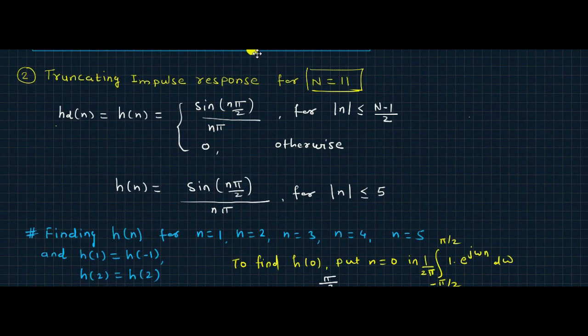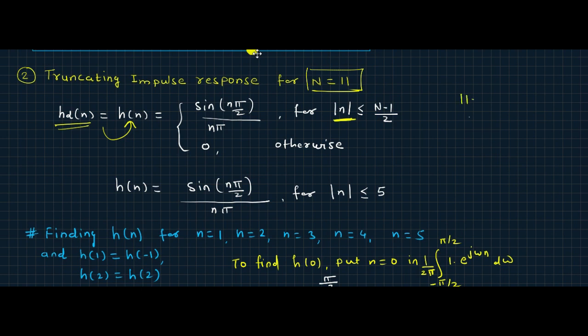Let us truncate this and we call this hd of n as h of n. This stands for desired frequency response. For simplicity, we are calling it h of n now. Now it is sin(n pi by 2) divided by n pi. We have to truncate this for plus minus n. So it is plus minus n less than or equal to (N minus 1) by 2.